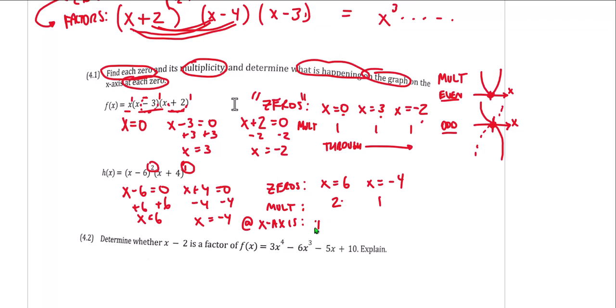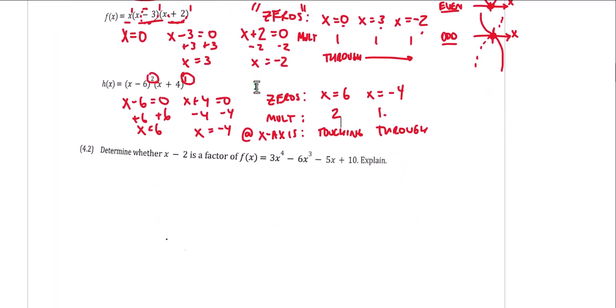at this 0, we are touching. Okay, this is the even multiplicity. So in this case, we're just going to be touching. And in this case, we're going to be going through because of the odd multiplicity. So again, at the x equals 6, 0, we are touching. At the x equals negative 4, 0, we are going through the graph at the x-axis at that 0.